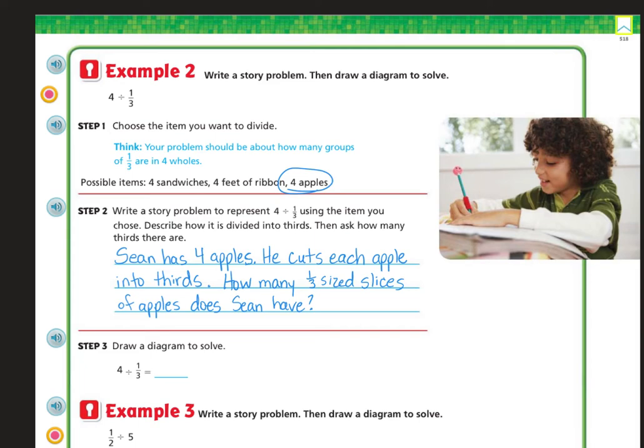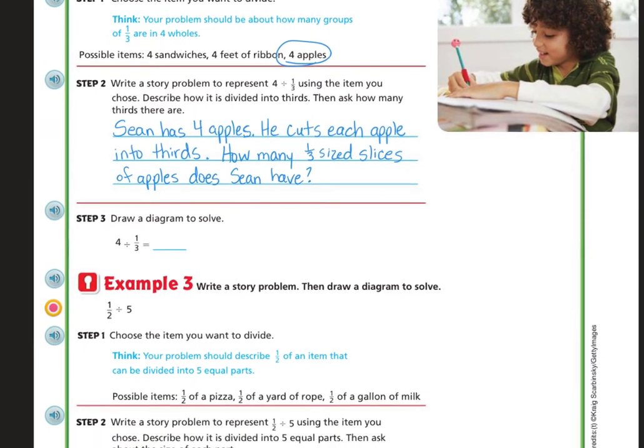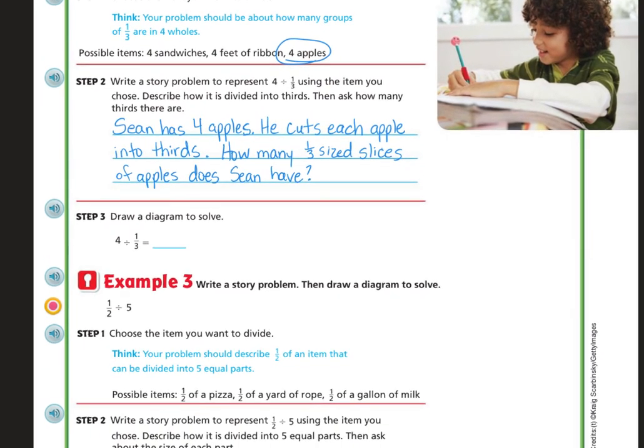So let's draw a diagram to solve. Since we're talking about apples, we're going to draw circles. Okay? So we have 4 circles. And each of these circles is going to be divided into thirds. Okay? Now, 4 divided by 1/3 would be, we count how many thirds we have in each one. So we have 3 here, and 3 more is 6, and 3 more is 9, and 3 more is 12. So 4 divided by 1/3 equals 12.